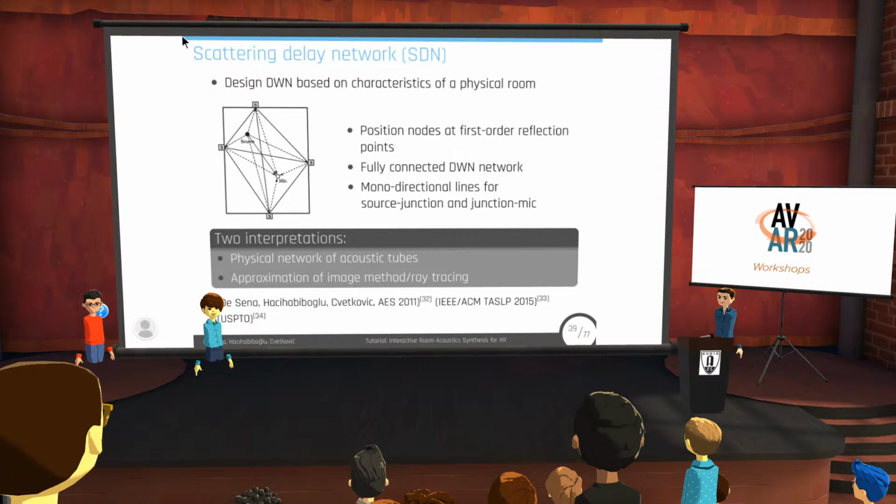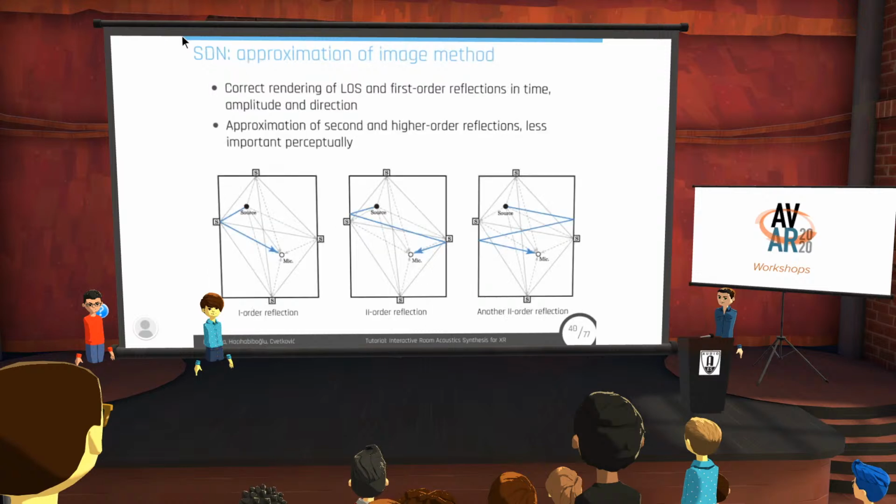Here, the scattering nodes are fully connected, meaning that all scattering nodes are connected to all other scattering nodes, whereas a source is connected with a monodirectional line to the scattering nodes, and each scattering node is also connected with a monodirectional delay line to a microphone. This admits two interpretations. One is an approximation of the image method, or the geometrical acoustic methods that we saw before, and the second is an interpretation as a physical network of acoustic tubes.